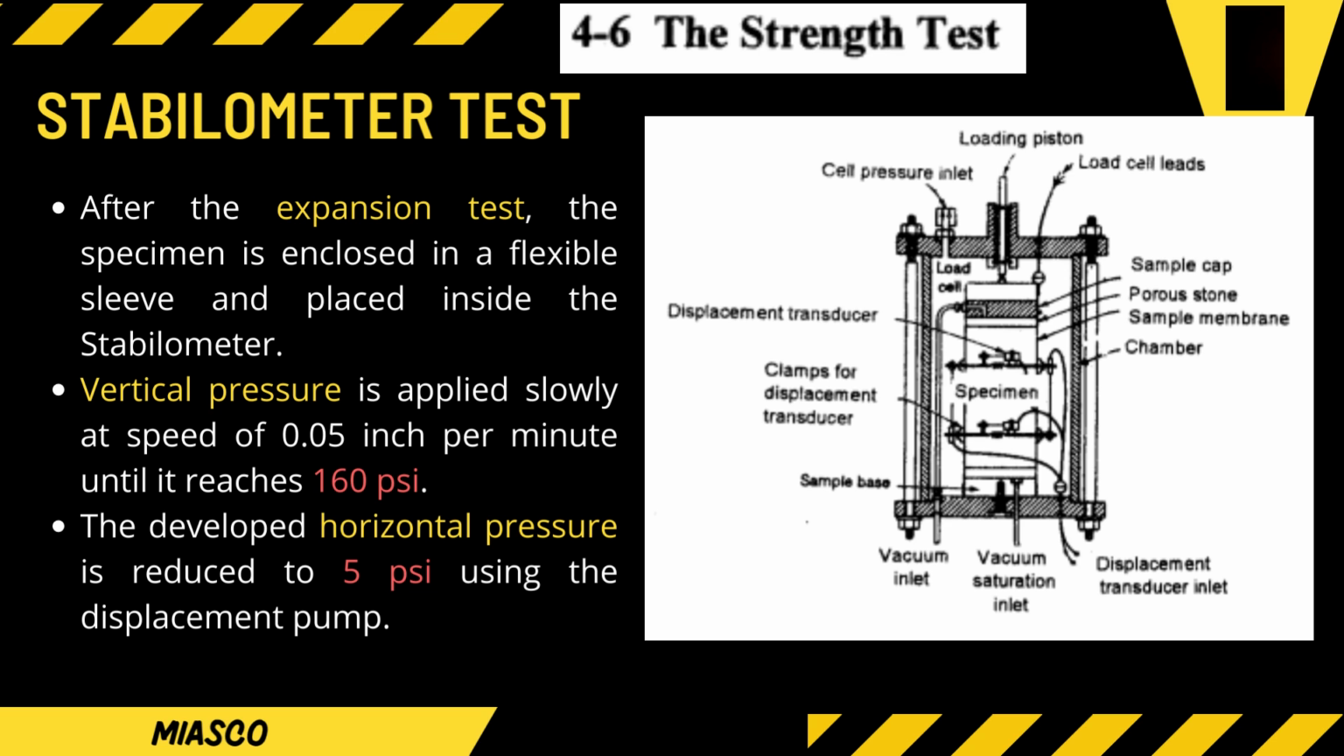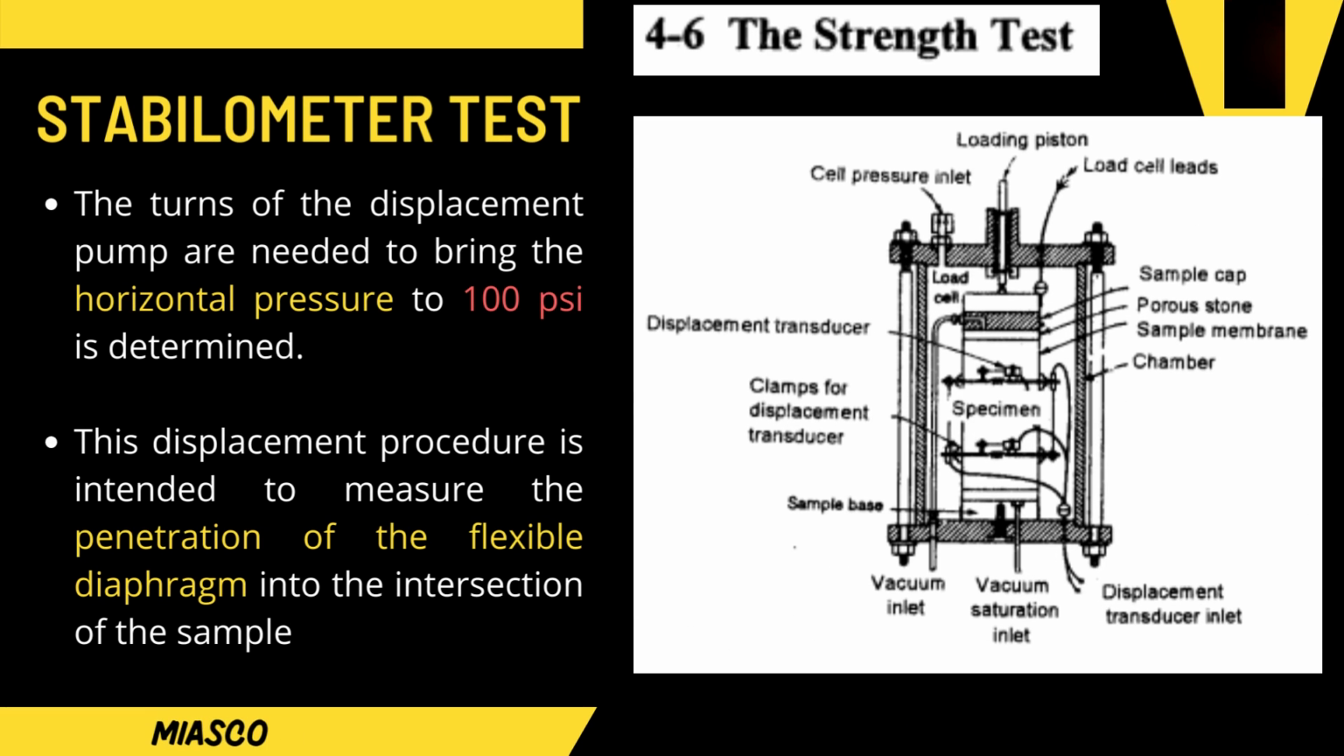The developed horizontal pressure is reduced to 5 psi using the displacement pump. The turns of the displacement pump needed to bring the horizontal pressure to 100 psi are counted. This displacement procedure is intended to measure the penetration of the flexible diaphragm into the interstices of the sample.